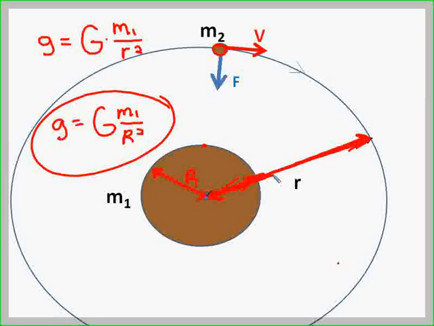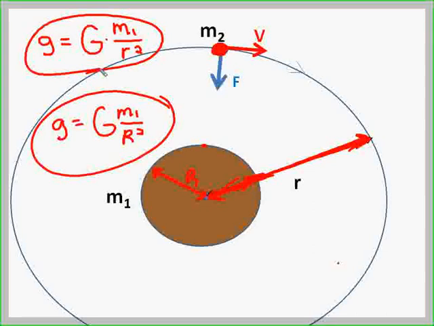So if you want to know, hey, what is the acceleration due to gravity way out here where the moon is, use this expression here and use this distance here, r. But if you want to know the acceleration due to gravity on the surface of the planet, use this equation here and use the radius of the planet from here to here.